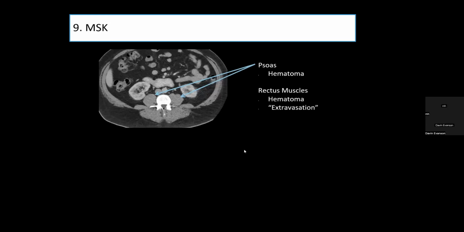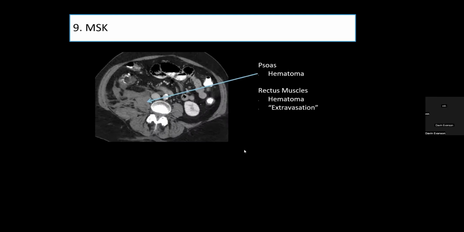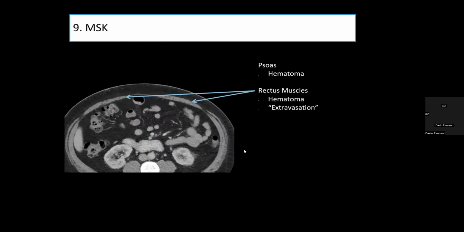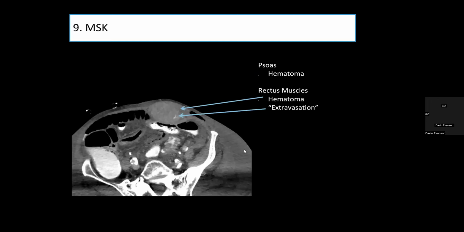Don't forget the musculoskeletal system. So psoas hematomas, retroperitoneal hematoma. You will see these in our sick patients who are anticoagulated. This is what we're looking for. And same thing in the rectus muscle.